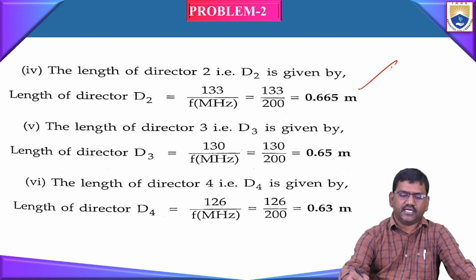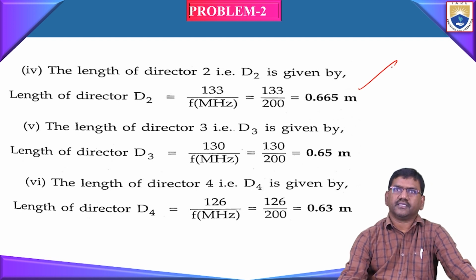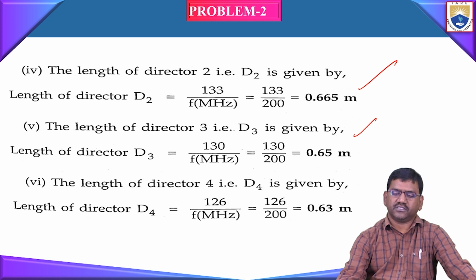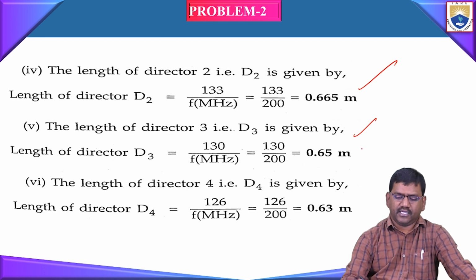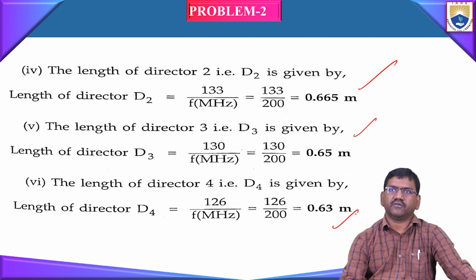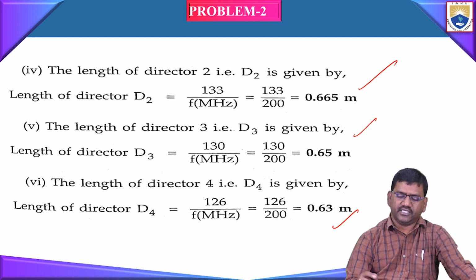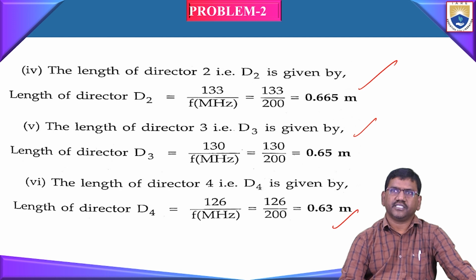Similarly, director 2 is 133 by f. The length of director 3 is given by 130 by f. Here f is nothing but the given frequency, that is 200 megahertz. We need to substitute: 130 by 200 is equal to 0.65 meters. And similarly, the length of director 4 is given by 126 by 200. If we simplify this, we'll get 0.63 meters.